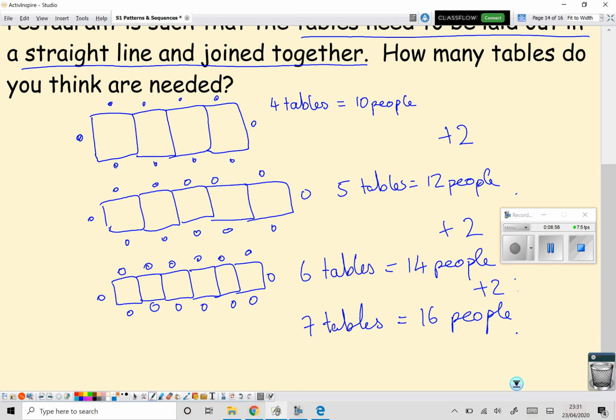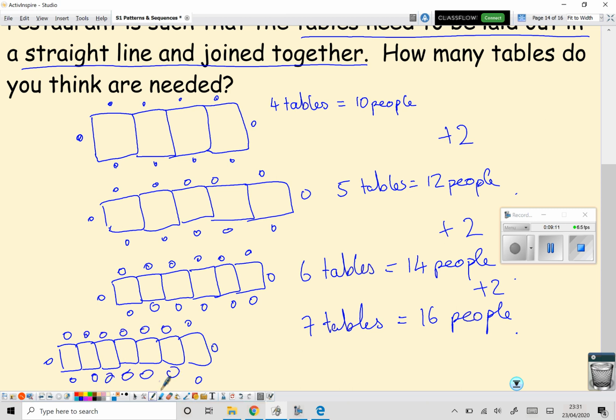Now you could draw it out, right? So we could have 1, 2, 3, 4, 5, 6, 7 tables, 3 each end, and then all ones across the top. So that's 7 across there, 7 on the bottom is 14, 1 at each end gives us 16. So that worked, didn't it? So what we're seeing here is that every time we add a table, we create capacity for 2 more people.